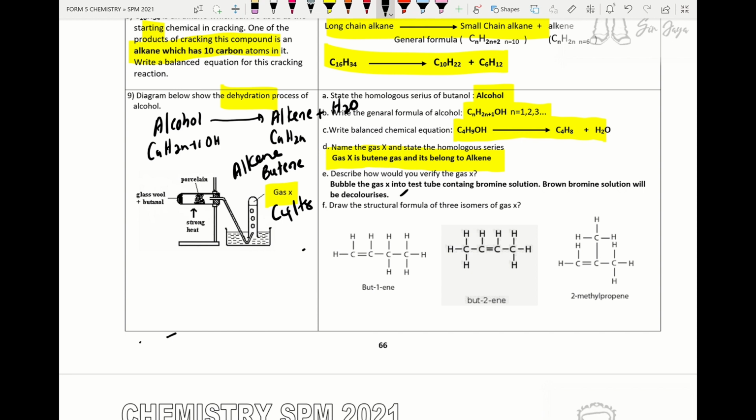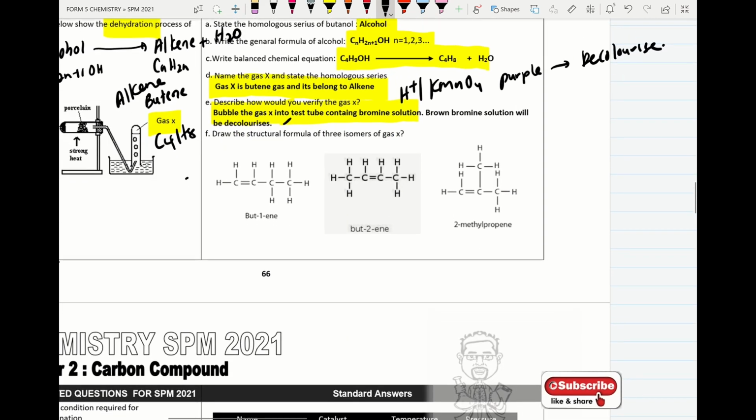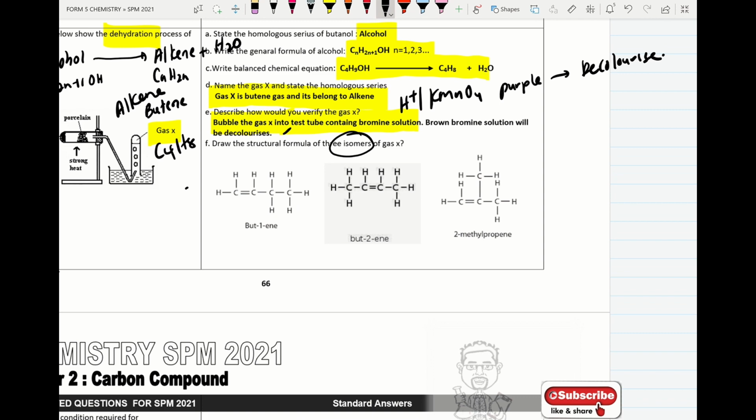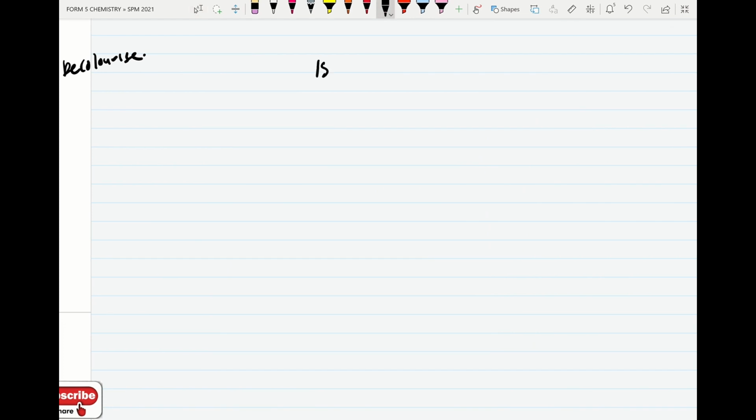How do we verify the gas? Bubble or direct gas X into a test tube containing bromine solution, or we can take acidified potassium manganate(VII) solution. The brown bromine solution will be decolorized, and the purple solution will also be decolorized. Please remember all this. Try to do the isomers for this one. I already discussed the isomers of butene in a previous video, please check. Now we check the isomers for alcohol.